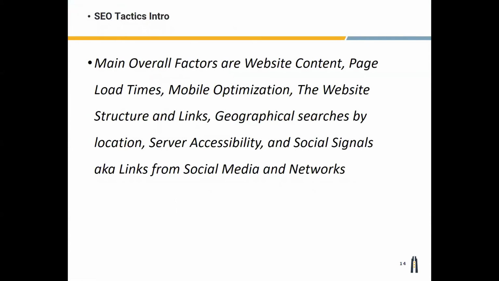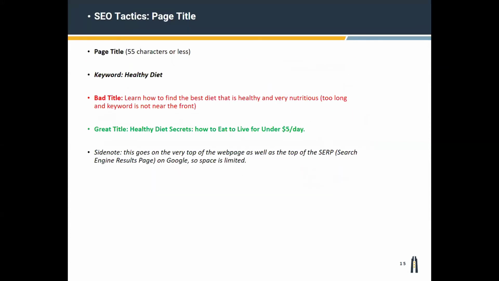Again, the SEO tactics. So the main overall factors, just to kind of recap, that you want to focus on as much as possible: website content, make sure your site is fast, make sure it's optimized for mobile viewing, make sure the website has clean and structured links, make sure it's structured for geographical searches, because again, location search is very important. Server accessibility, social signals from social media, again, the LinkedIn, the Twitter, the Instagram, all of that is awesome.